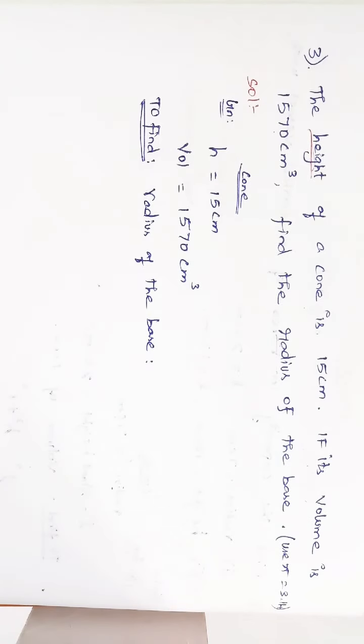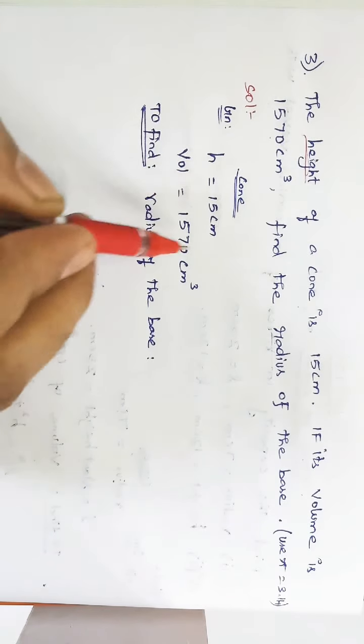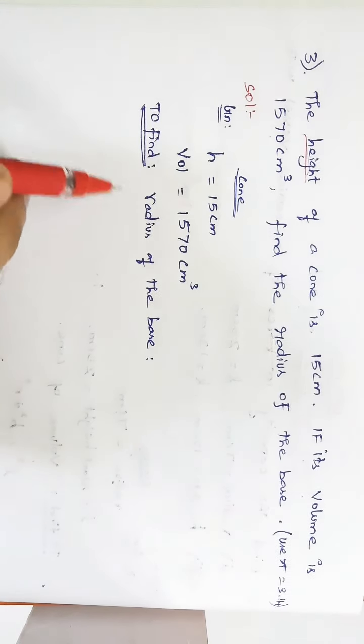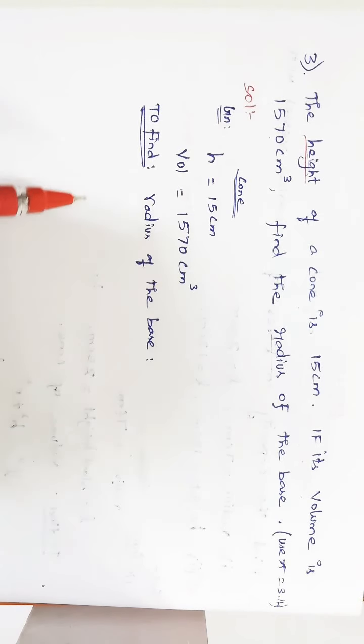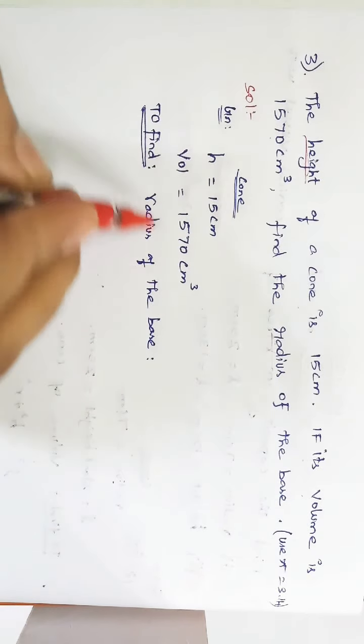Radius of the base, right? So usually we want to find the volume of a cone. We know the volume of cone formula is 1 by 3 pi r square h. If we know the value of radius and height, we can directly substitute and simplify and we will find it. But here they have given the volume.